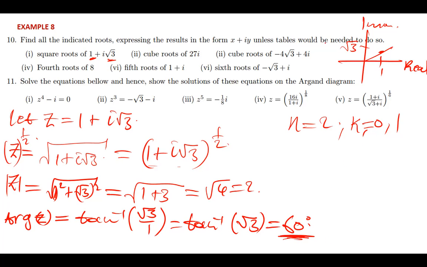If it was in the second quadrant, we would have said 180 minus 60. If it's in the third, we would have said 180 plus 60. But it's in the first, so we're just going to get 60 degrees. So let us now write this complex number in polar form, and then we begin to find the roots.